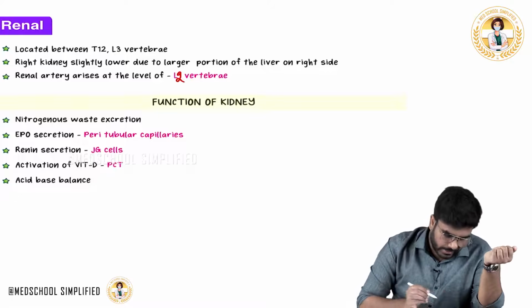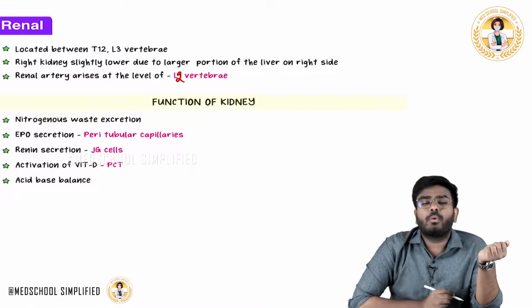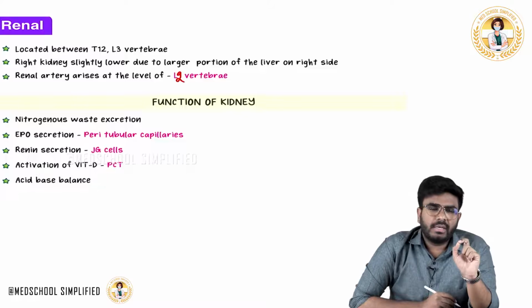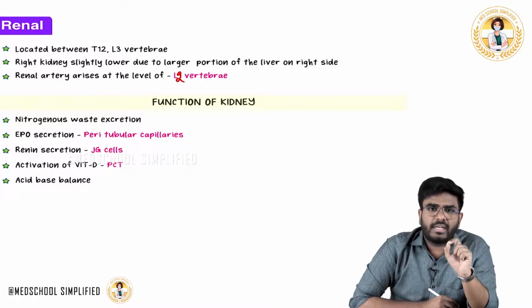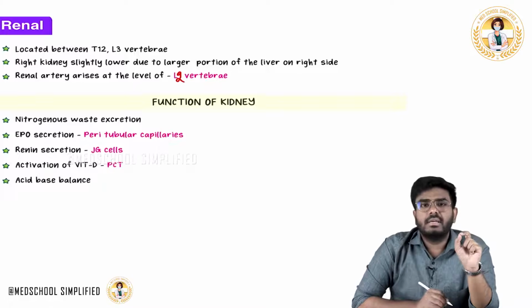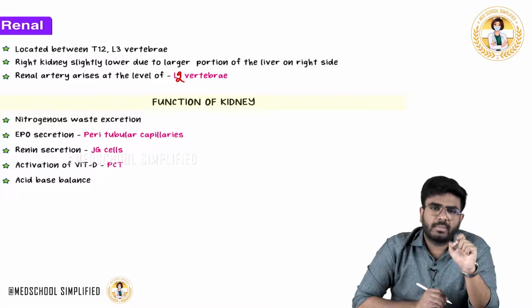Who will do that job for us? It's the kidneys. Now, secretion of erythropoietin. What exactly is EPO, erythropoietin? In the name, erythro means RBCs and poietin means production. Erythropoietin is produced from peritubular capillaries. If you ask me what these peritubular capillaries are, it's very simple.